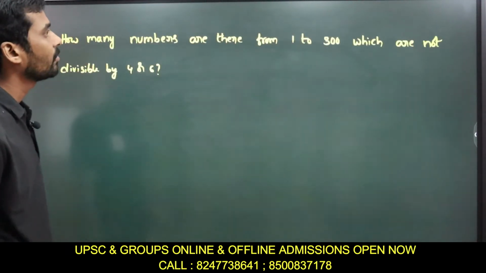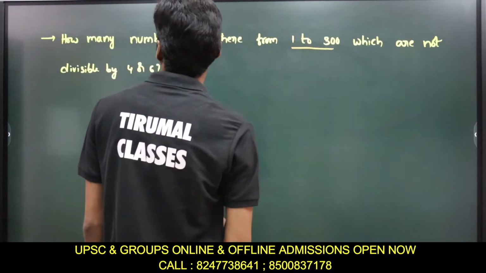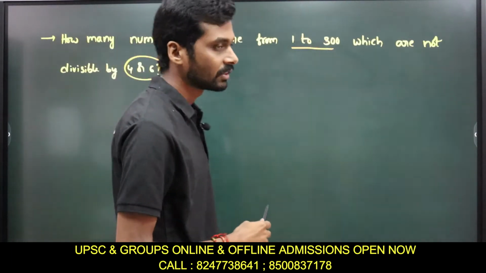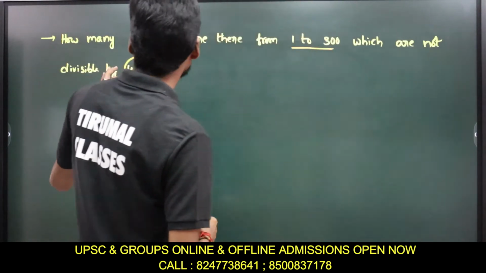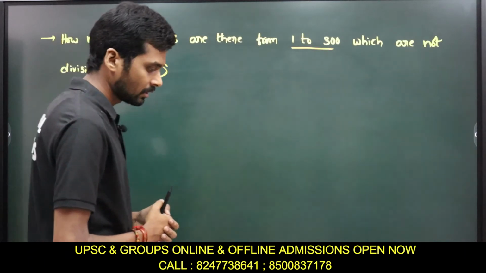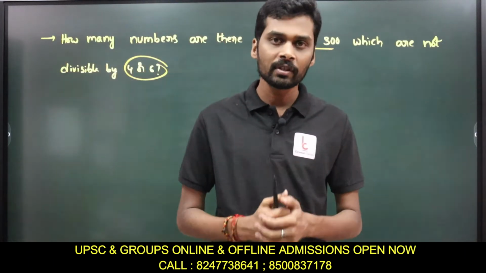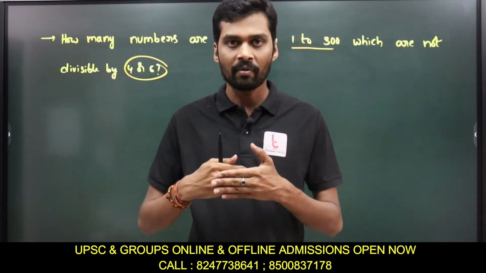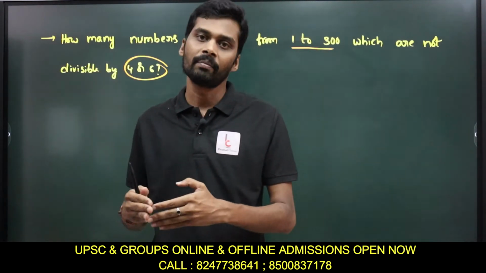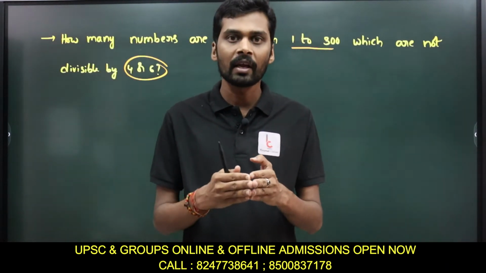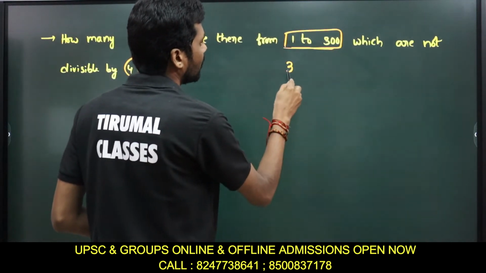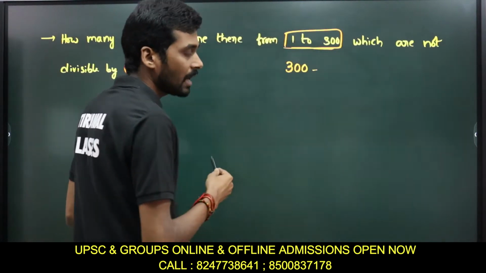How many numbers from 1 to 300 are not divisible by 4 or 6? Okay, so the not divisible by condition. We have already seen that to find out the not divisible by numbers, first of all we have to take all the numbers. Here it is asked from 1 to 300, which means 300. From this I have to subtract the numbers.